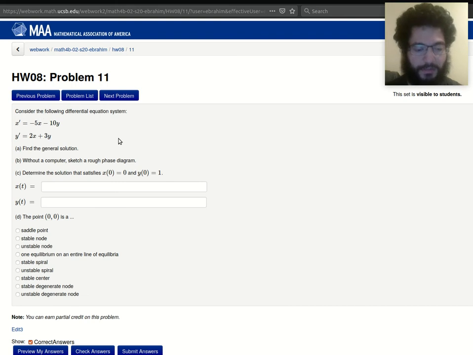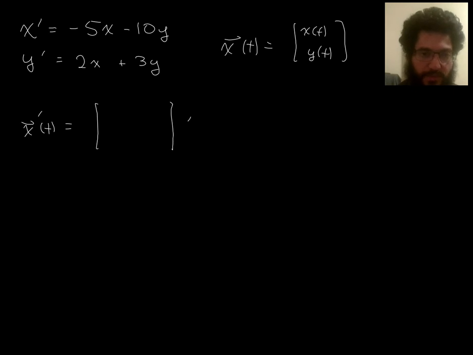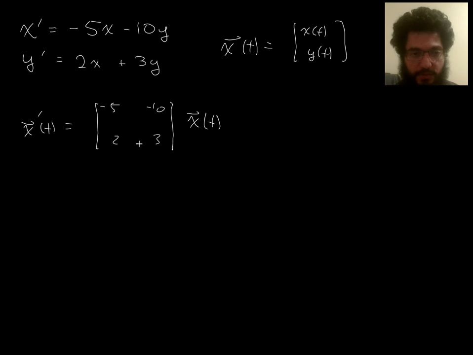So let me copy this over. There it is, and let's immediately write it in matrix vector form. When I write x vector, that means I'm talking about a package containing two functions like this, x of t and y of t. So now I can say x prime of t equals matrix times x of t. That's my differential equation. And the matrix is -5, -10, 2, 3. And I want the eigenvalues and eigenvectors for this matrix so I can start constructing solutions.